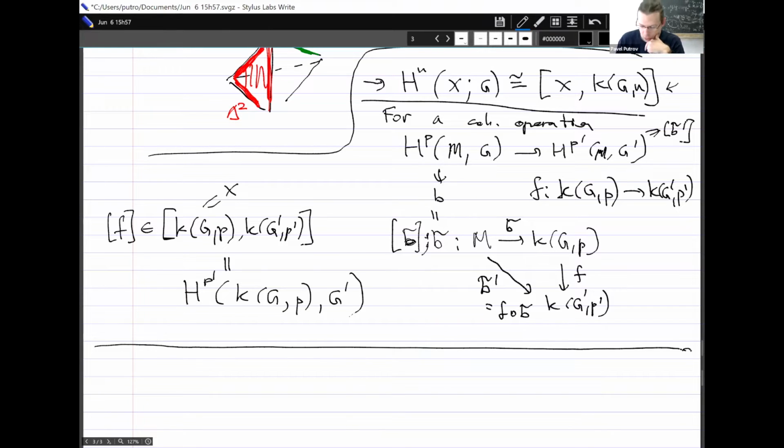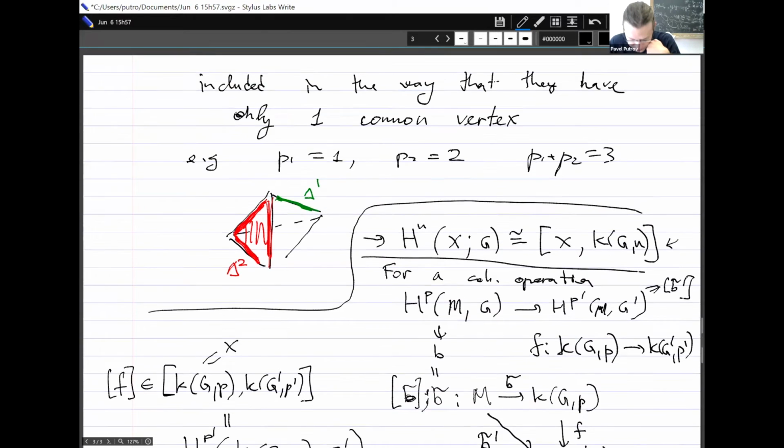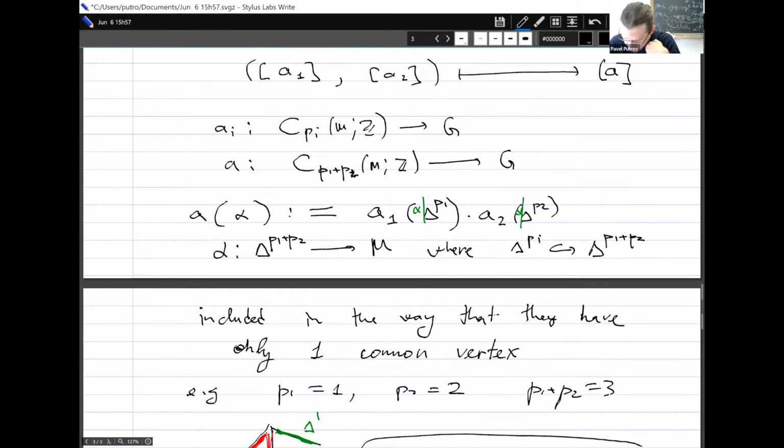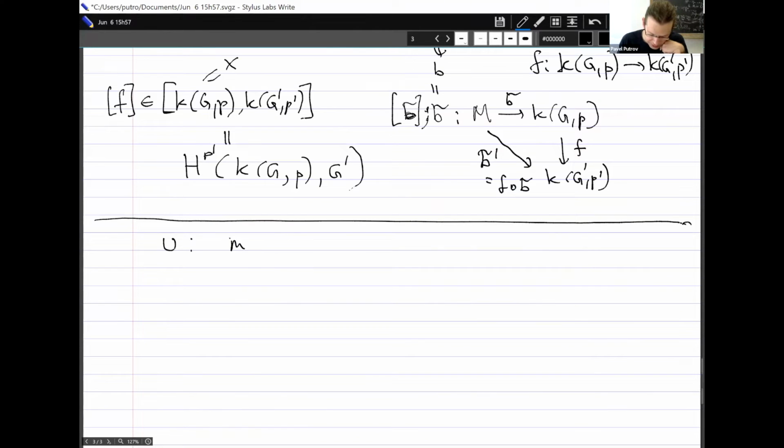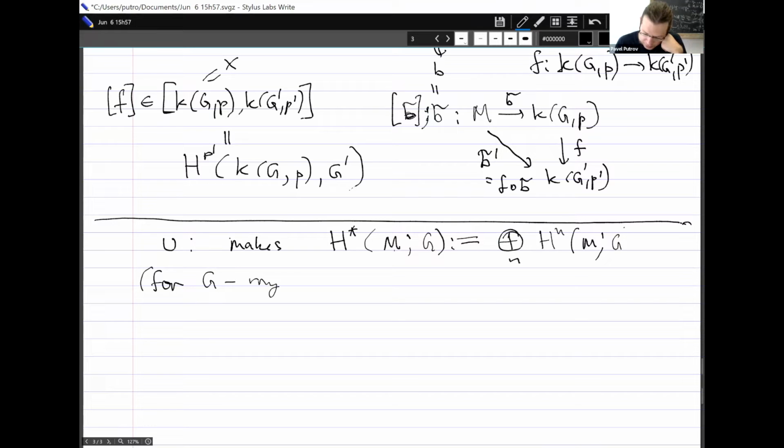But okay, let's go back to this. So we consider cup product. The nice thing about this cup product is that we can consider, again, for G a ring, the sum of all cohomology, the direct sum, which is usually denoted by H star. And so it makes it into a graded ring.